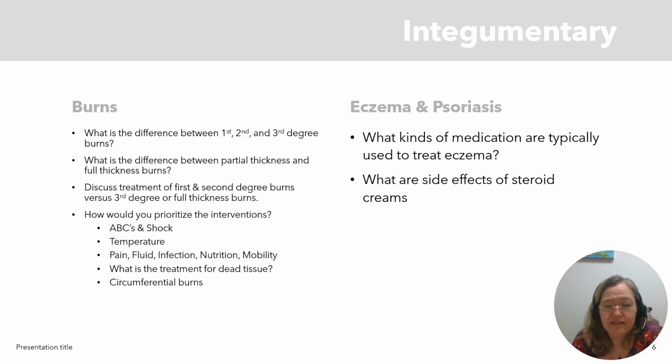And then we also have a risk of blood loss to extended portions of the body if you have a circumferential burn. So that's a burn that goes around the outside of a limb, so it can cut off blood flow to the distal portion of that limb. So be able to recognize that as a risk.